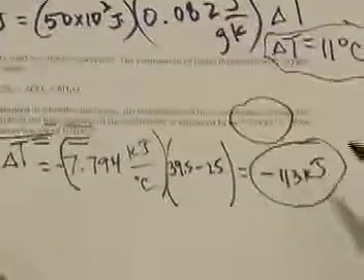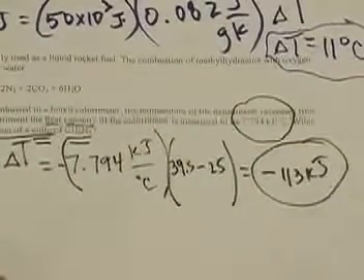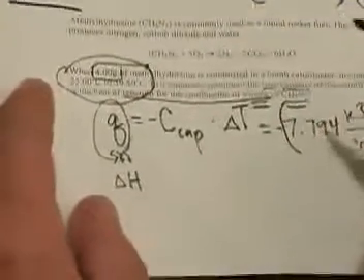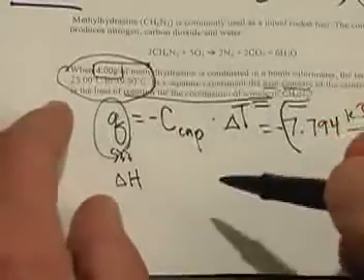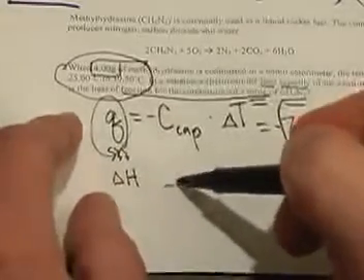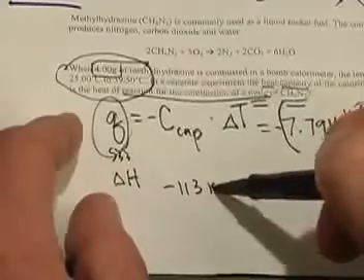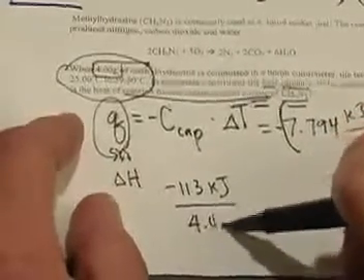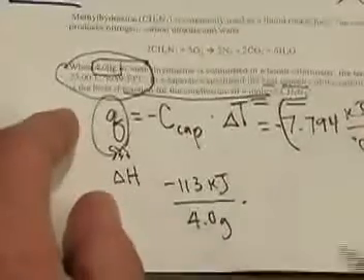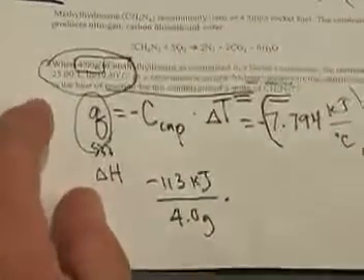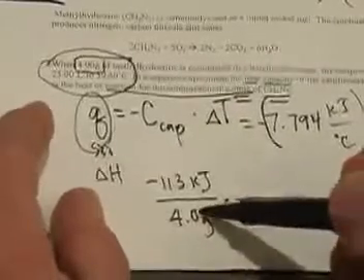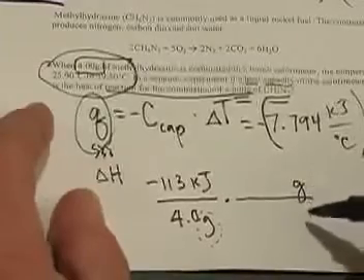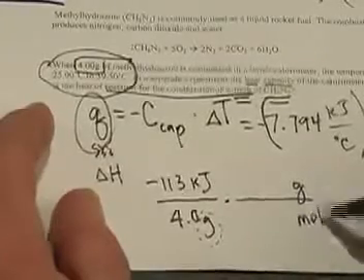So this is how much energy, negative 113 kilojoules, is given off for 4 grams. And so I need to convert it to the amount of energy that's released per mole. So if I know that for every 113 kilojoules that are released, there are 4 grams of the methyl hydrazine that are burned, I can convert this from grams to moles by putting grams in a position where it's going to cancel and putting moles as my new set of units.